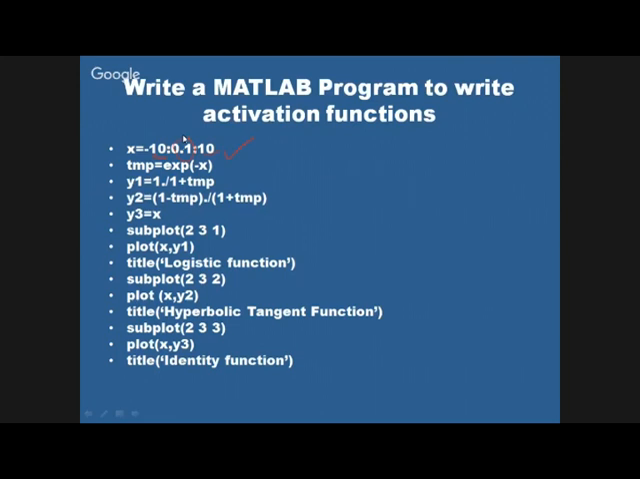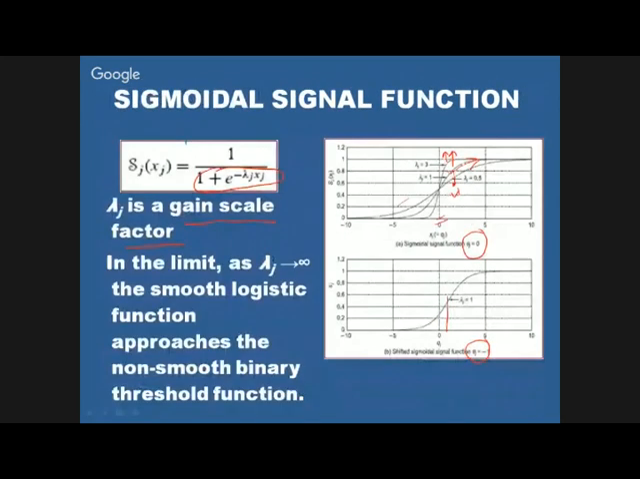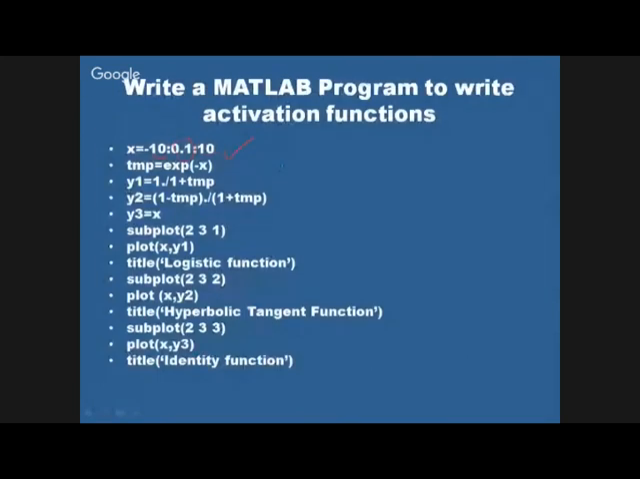After that, we have given e to the power minus x, right? E to the power minus x for what? For the sigmoidal function. You have seen that for the sigmoidal function we get 1 by 1 plus e to the power minus x. If lambda j equals 1, you take the ideal value, and that time you will get the function 1 by 1 plus e to the power minus x. So that only we are going to do here. That is TMP equal to e to the power minus x. And y1, one function we are writing, is 1 divided by 1 plus TMP. That means 1 divided by 1 plus e to the power minus x. That means we are getting the sigmoidal function. And you know this dot and slash means point to point multiplication or point to point division. So this is your first function.